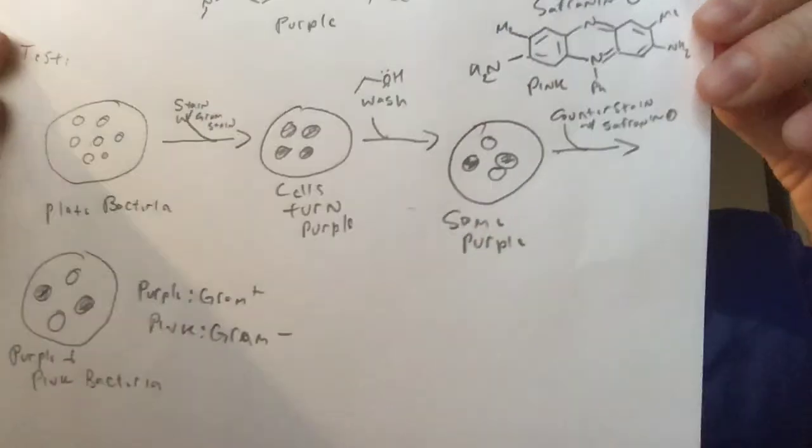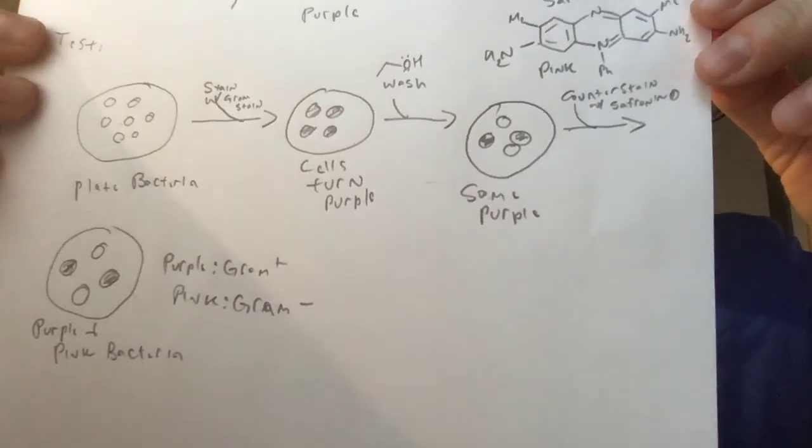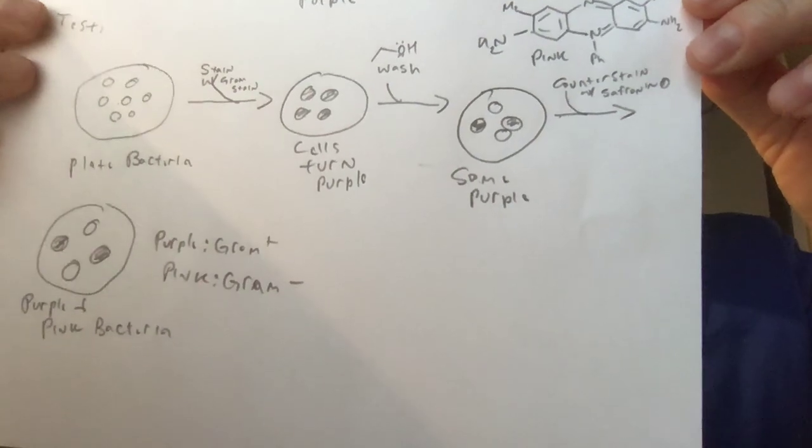So all the purple bacteria are gram positive, and the pink are gram negative. And so why do we care? What does this tell us medicinally? Why is this important?